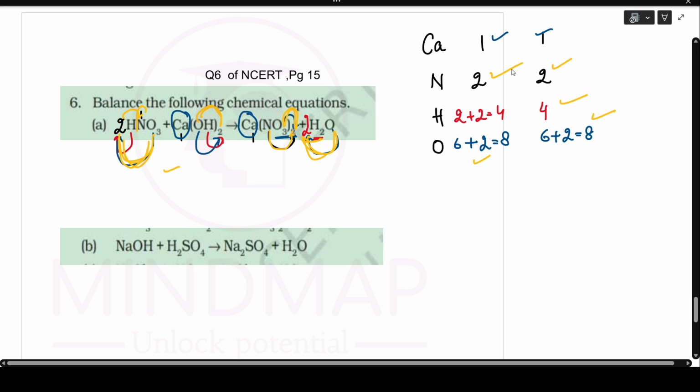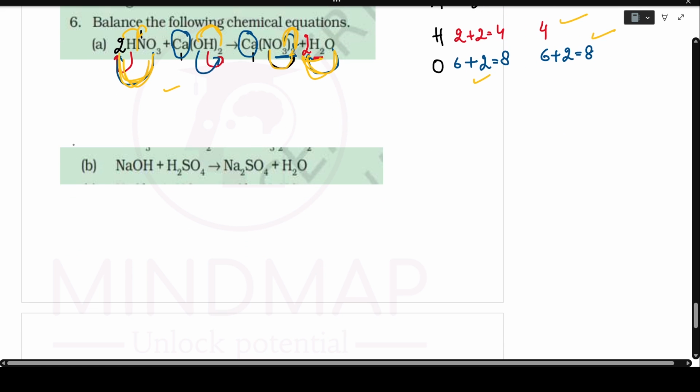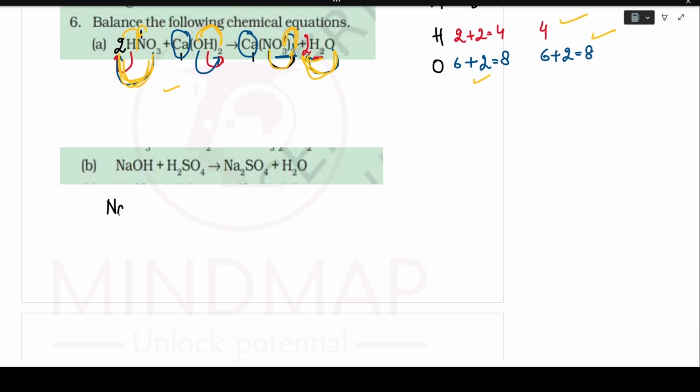Next equation is NaOH plus H2SO4 gives Na2SO4 plus H2O. Let me write first in sodium, then we'll write sulfur, then hydrogen and oxygen. Sure. Let's check Na. Na here is 1 and Na here is 2. Simple. We will write here 2. So sodium 2 2 हो गया. Let's sulfur. Sulfur here is 1 and here also it's 1.